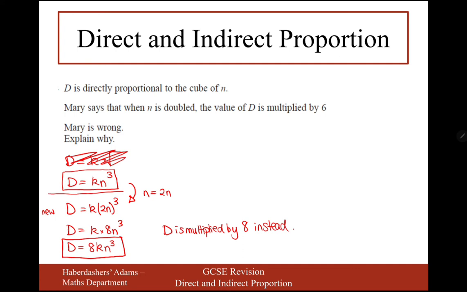So there we are. So in this question here, when we doubled n, we replaced n with 2n, and then we compared what we had from before. Sorry, this is in this corner of the screen here. We compared what we had before and what we had after.